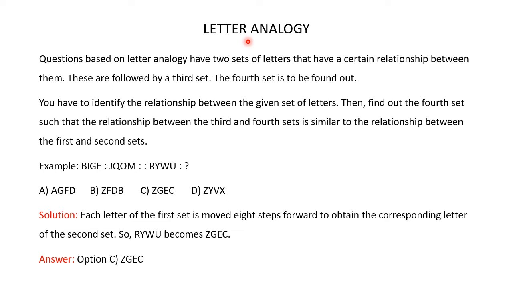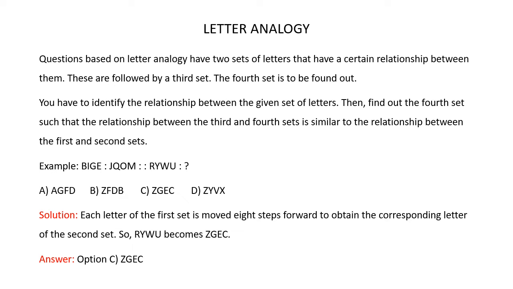Now let's learn about letter analogy. Questions based on letter analogy have two sets of letters that have a certain relationship between them. These are followed by a third set. The fourth set is to be found out. To find out the fourth set, first you have to identify the relationship between the given set of letters. Then find out the fourth set such that the relationship between the third and fourth sets is similar to the relationship between the first and second sets.